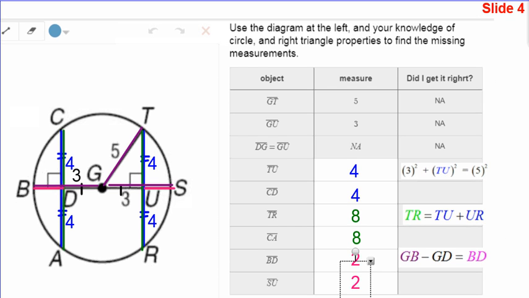So again, the big takeaways for this problem were recognizing that all the radii in a circle are congruent, and that if a radius is perpendicular to a chord, it bisects the chord, and if chords are equidistant from the center, the same distance away from the center, they must be congruent to each other.